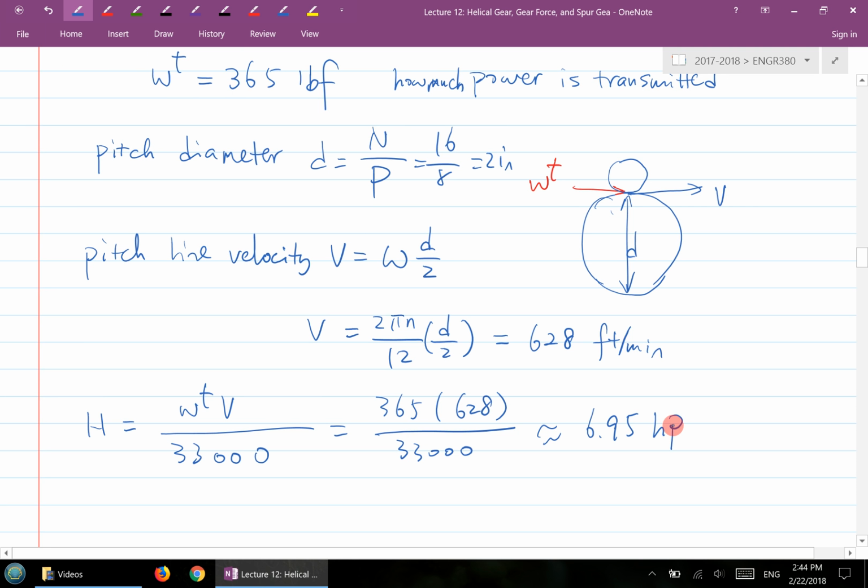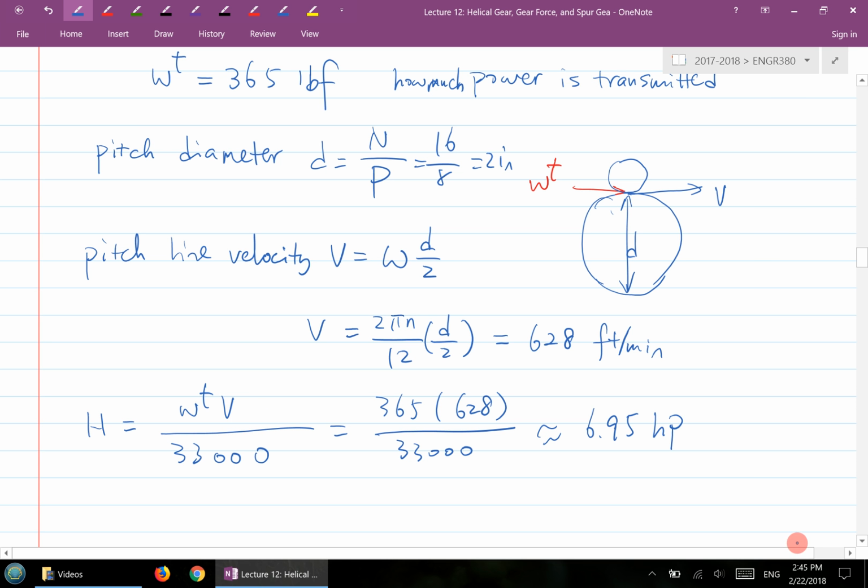By the way, the reason we're dividing by 12 here is because this is an inch, so we divide by 12 and finally convert that into feet, feet per minute. Because when you use this formula here, that V has to be in feet per minute, okay, feet per minute.